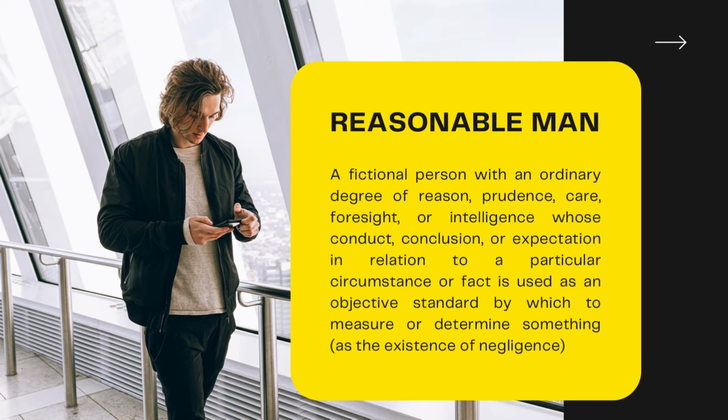Who is reasonable man? Reasonable man is a fictional person with an ordinary degree of reason, prudence, care, foresight, or intelligence whose conduct, conclusion, or expectation in relation to a particular circumstance or fact is used as an objective standard by which to measure or determine something as the existence of negligence.